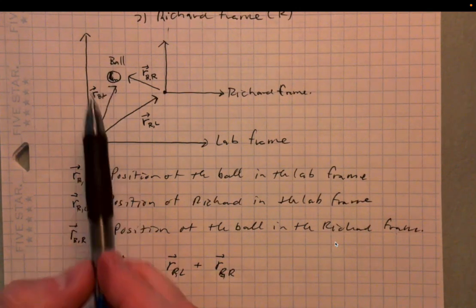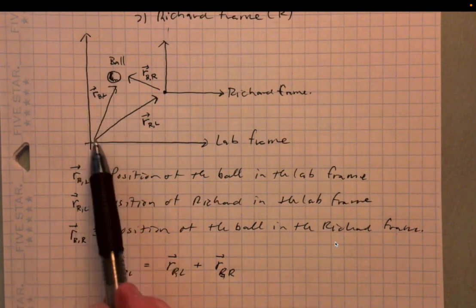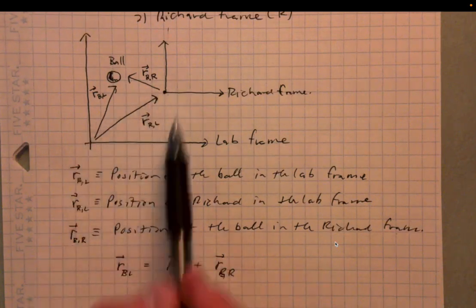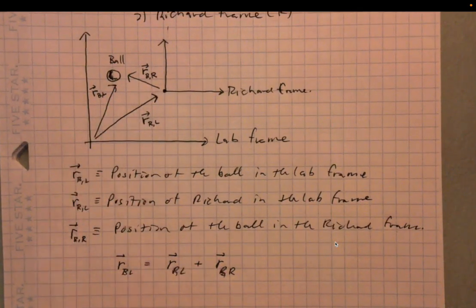Right, so the ball in the lab frame, this piece here, could be got to by taking this plus this, right, specifically. And then, of course, you can do arithmetic maneuvers on that to solve for any one of the three. Right, but this is how they're related.